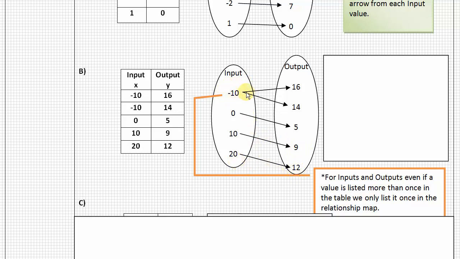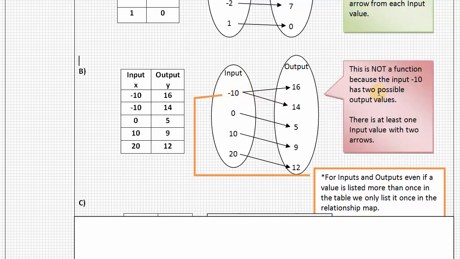So this right here presents a bit of a problem. It's no longer predictable. If I put a -10 in, I don't know if I'm going to get 16 or I might get 14. Because it's not predictable, or because we can see two possible outputs for one input, this is not a function. Even though it works for 0, 10, and 20, this is not a function because the input value, -10, has two possible output values. The map again is helpful because we can see that there's at least one input value that has two arrows coming out of it.